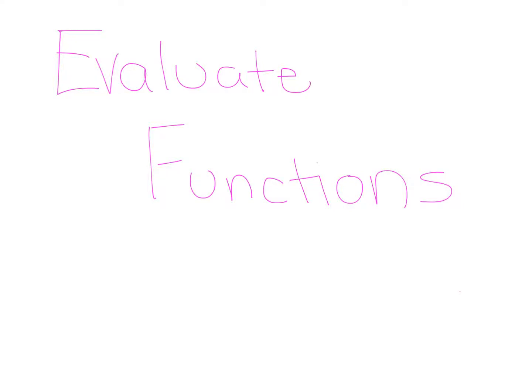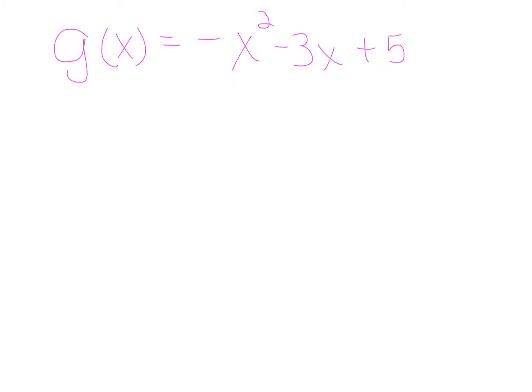Okay, in this video we're going to talk about evaluating functions. So here's the first function we're going to look at. We have g of x equals negative x squared minus 3x plus 5. And I'm going to ask you to evaluate it when x is negative 2. So I'm going to copy in the negative 2 for x.